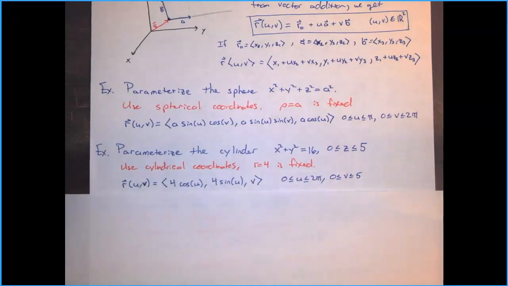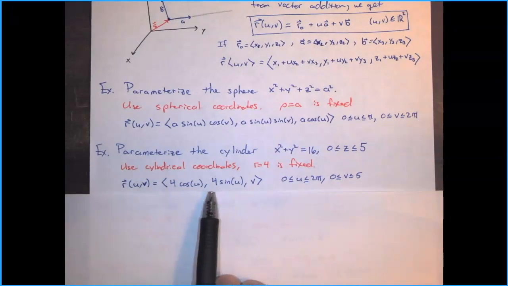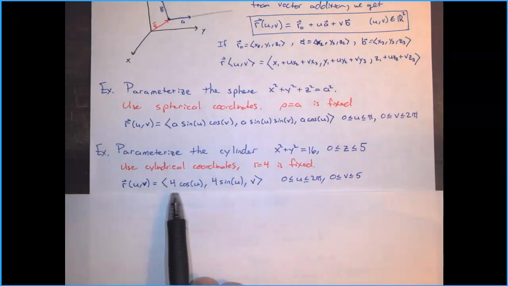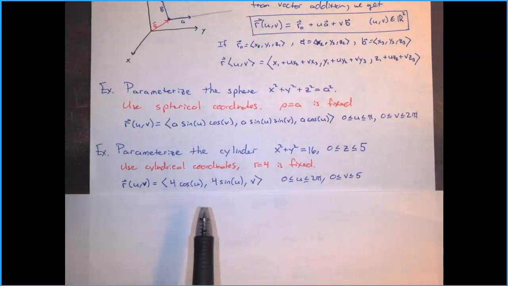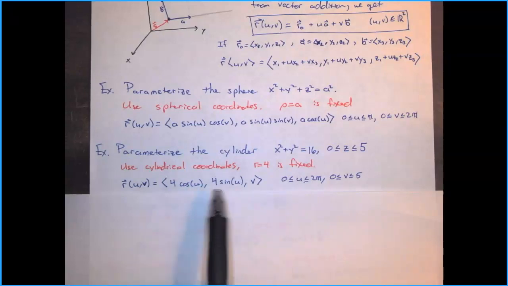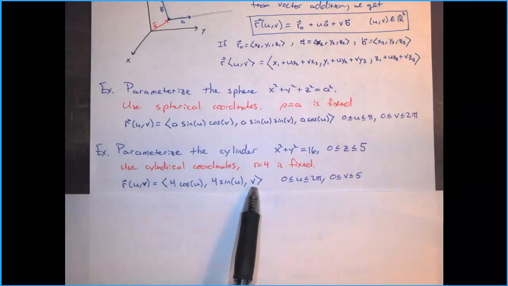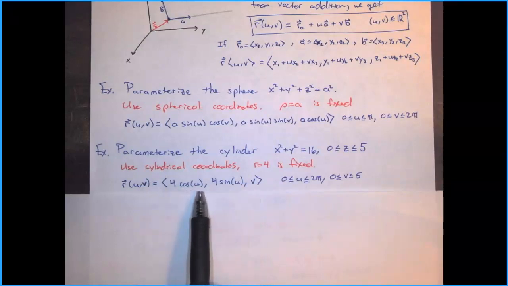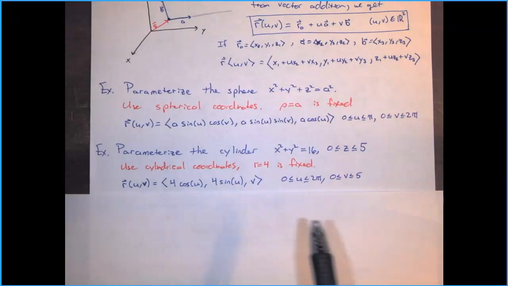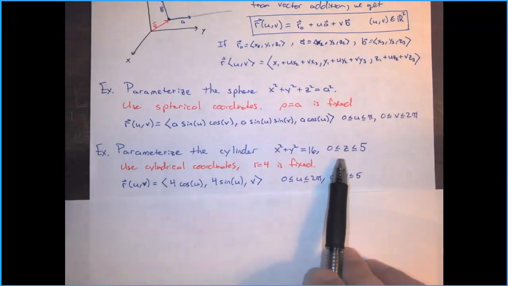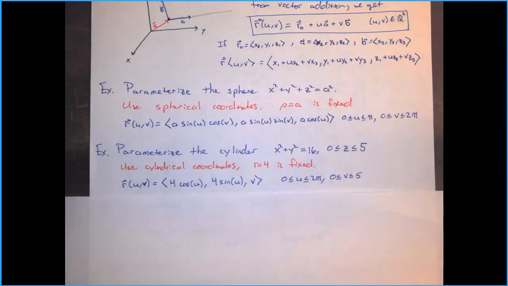So then I can just write out my cylindrical coordinates. It would be r cosine theta, r sine theta, z. But now r is fixed at 4, so I've eliminated that variable. It's now a fixed constant. I'm using u for my theta variable and v for my z variable. So 4 cosine u, 4 sine u, v. I allow u to go from 0 to 2 pi and v to go from 0 to 5, because that's what I was given. And that gives me a parameterization for the cylinder.